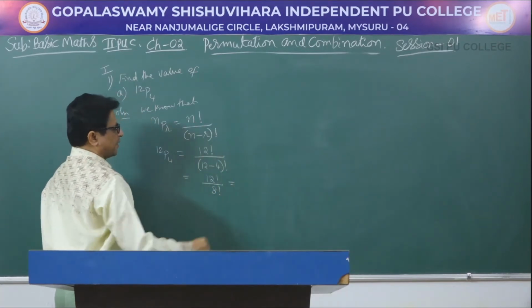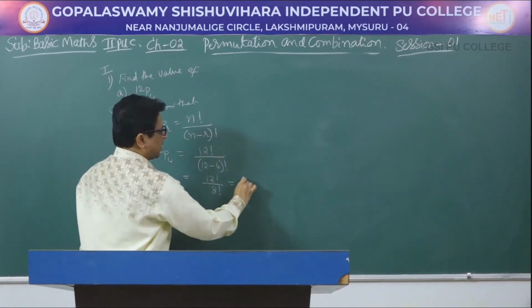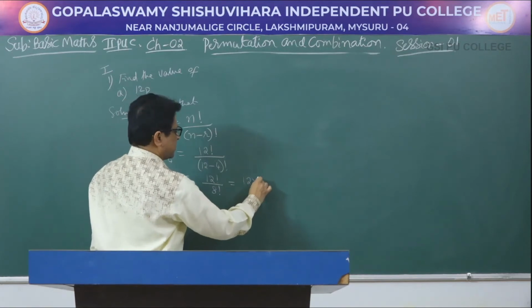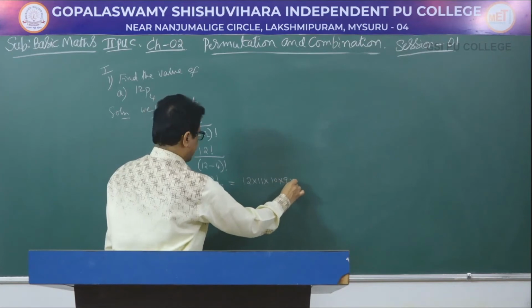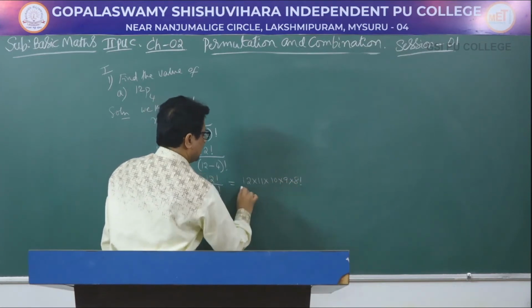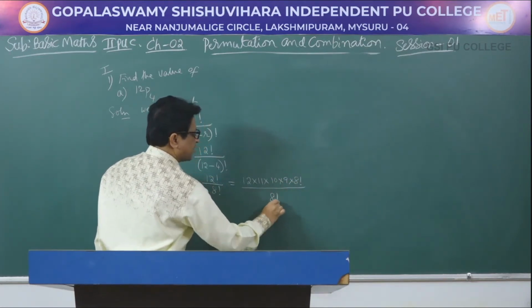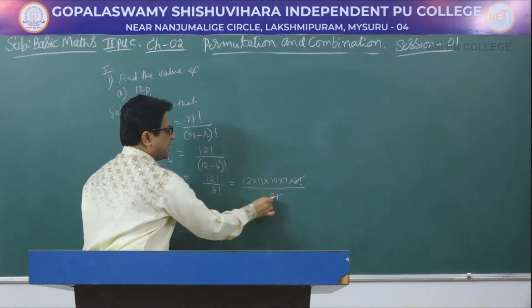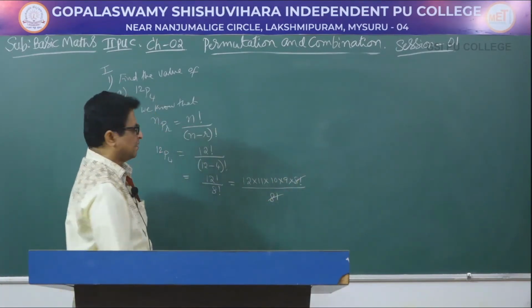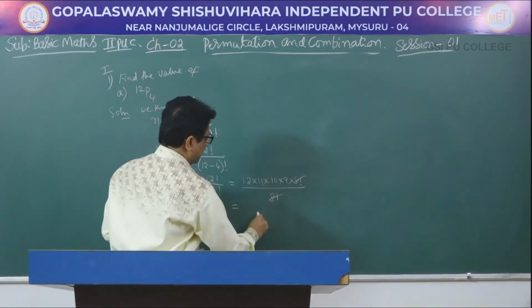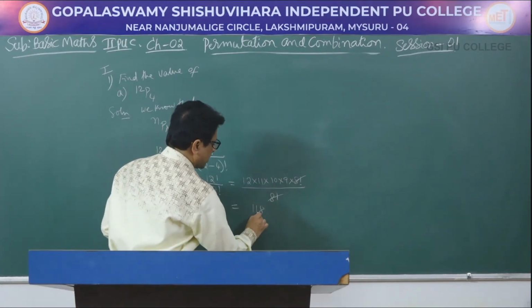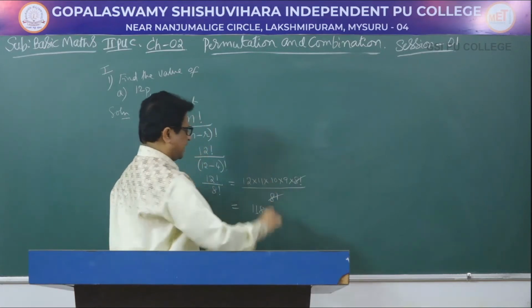Now 12 factorial can be expanded as 12 into 11 into 10 into 9 into 8 factorial, divided by 8 factorial. 8 factorial and 8 factorial will get cancelled. So we get 12 into 11 into 10 into 9, which is 11,880.